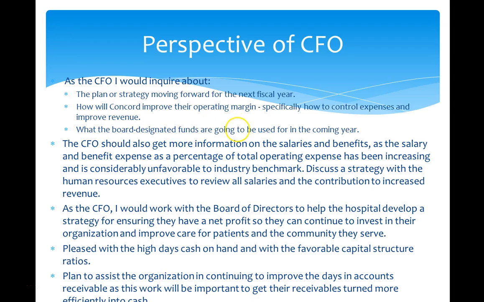Also, we would want to look at the accounts receivable, right? Why is it taking us so long to convert our accounts receivable into cash?